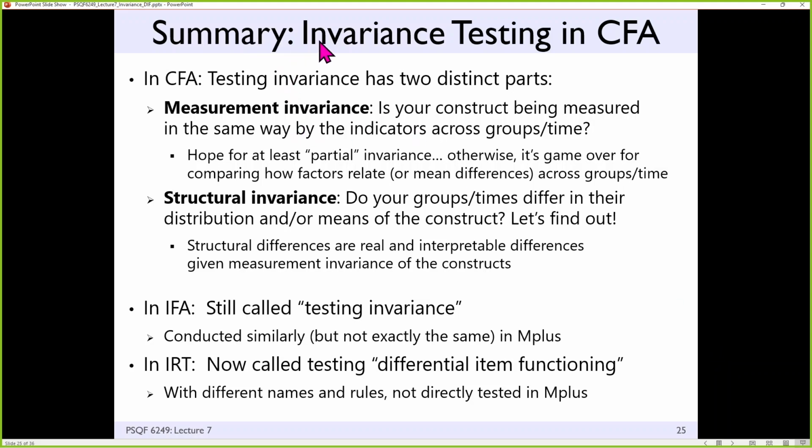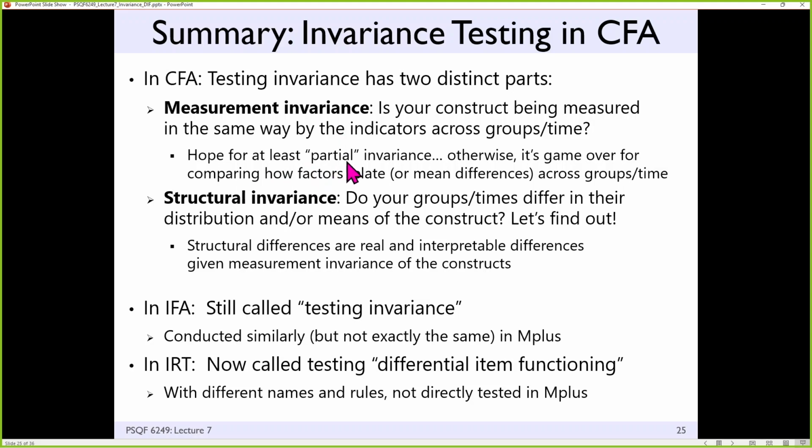So where we've been thus far, invariance testing in CFA. This is known as factorial invariance, measurement invariance, or measurement equivalence. All of those terms mean the same thing. The measurement invariance part is the most important. That's asking whether or not your construct is being measured the same way by your items across groups or occasions.